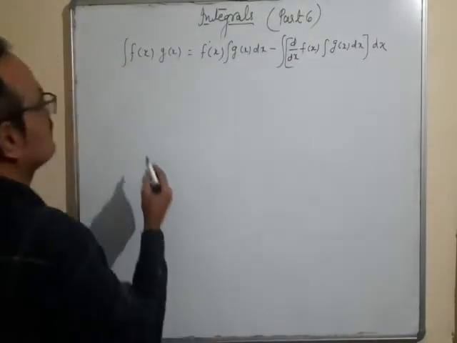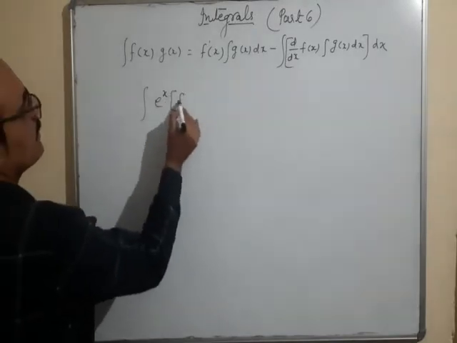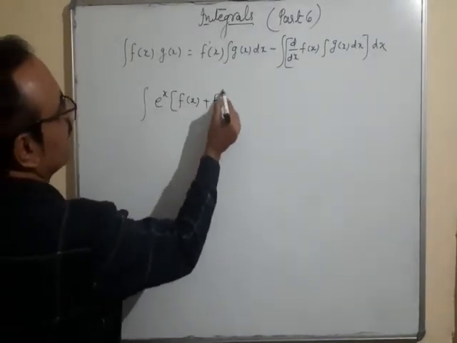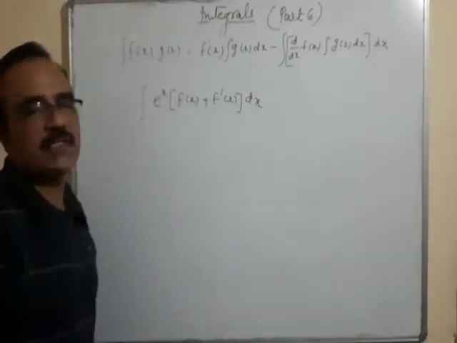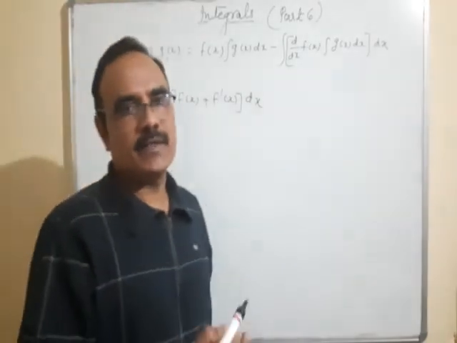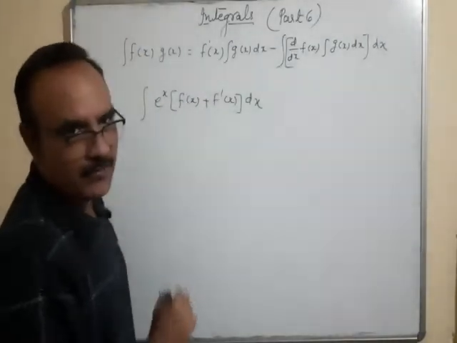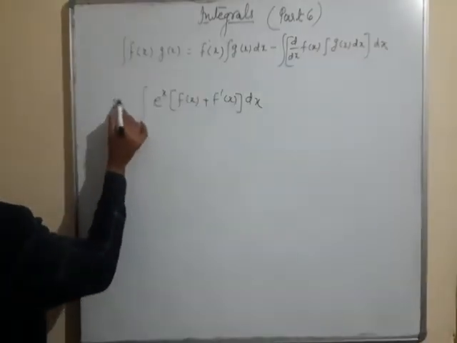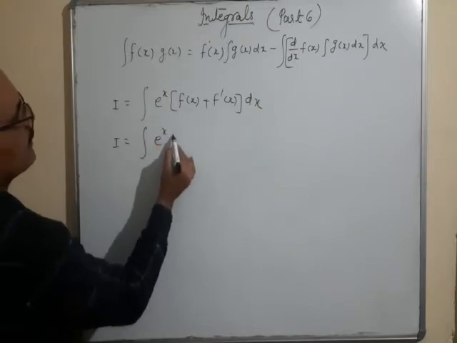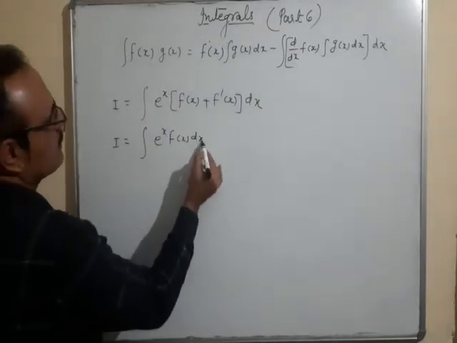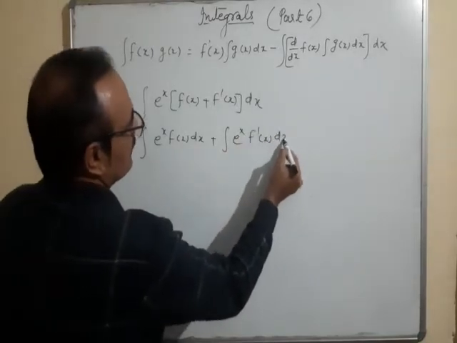Now one special integration: integration of e to the power x times f of x plus f dash x, dx. If we have this type of integration, then how to solve it? f of x and f dash x, that means the differentiation of f of x. Let I be equal to this term. I is equal to integration of e to the power x f of x dx plus e to the power x f dash x dx.